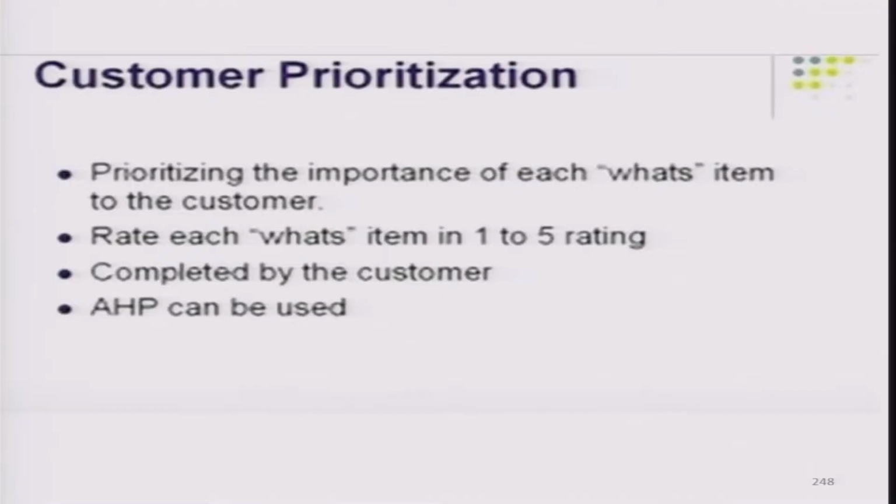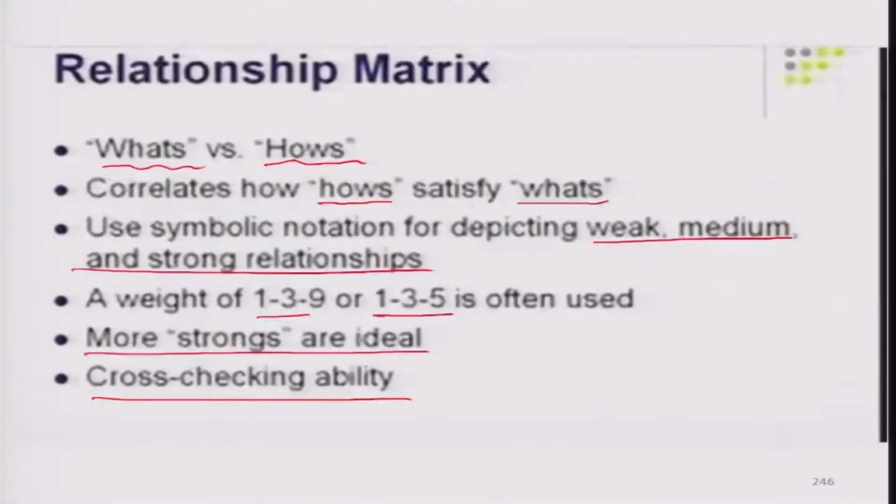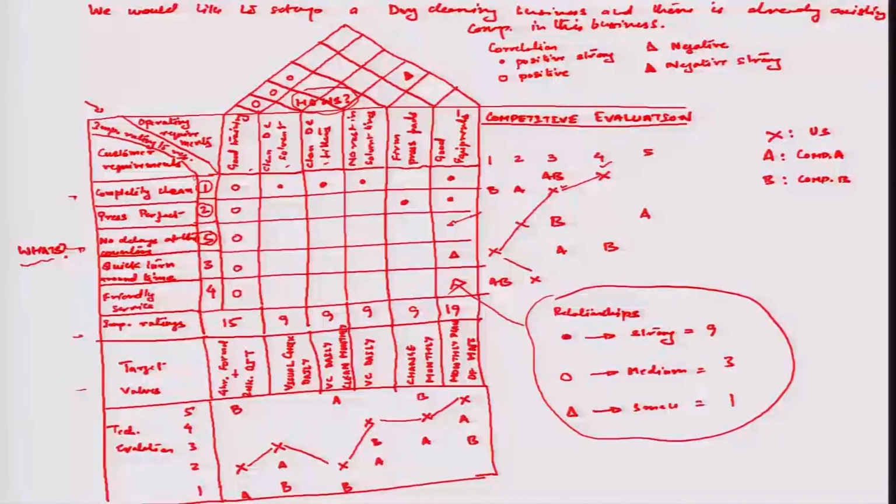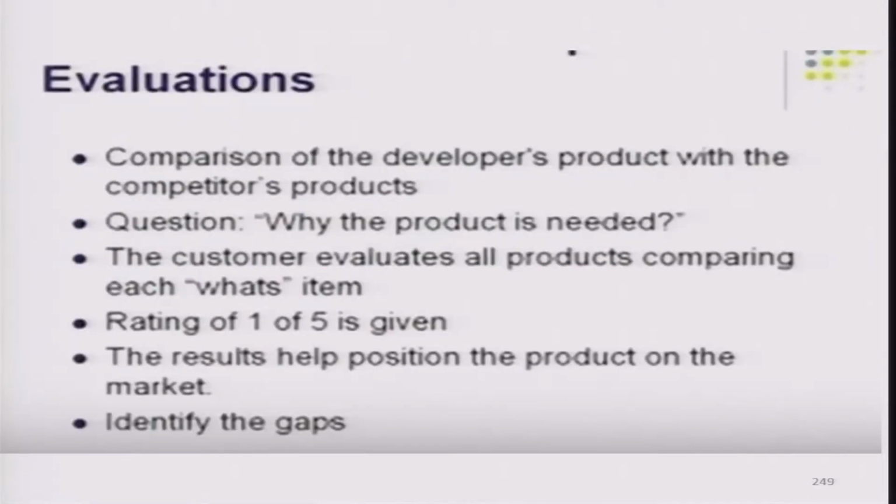So obviously there is also an aspect of customer prioritization, prioritizing the importance of each what of the customer. We have given importance ratings to each what, and the ratings are given in terms of 1 to 5, for example. And these have to be completed after due deliberation with the customers. So therefore, the access is very, very important here. And this is how you get the ratings right here of the matrix in this particular portion of the matrix when we talk about different whats or customer requirements rated as 1 to 5. So that's about the prioritization.